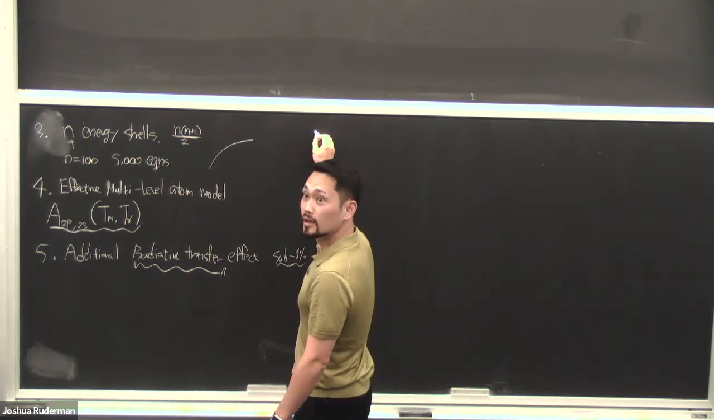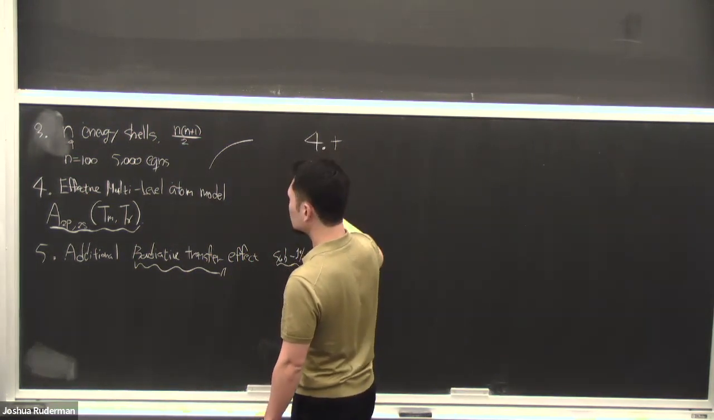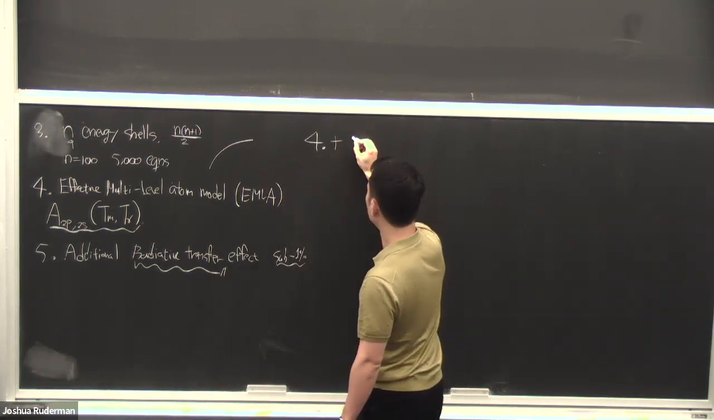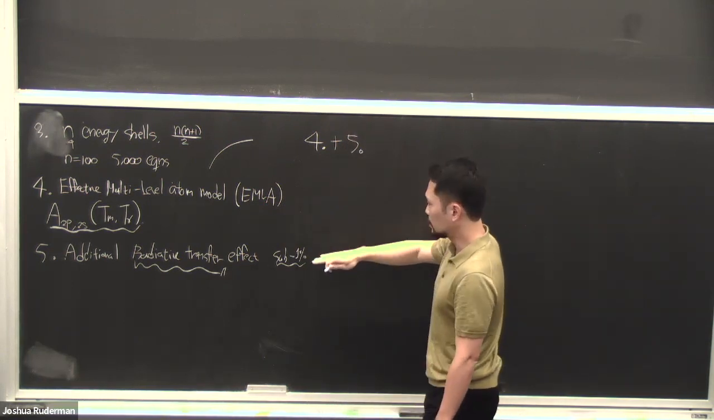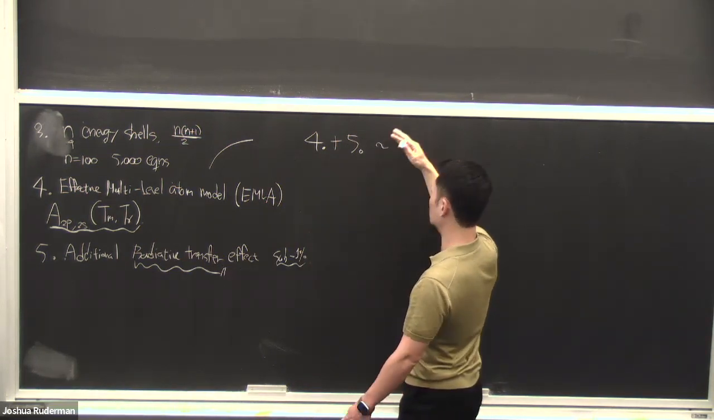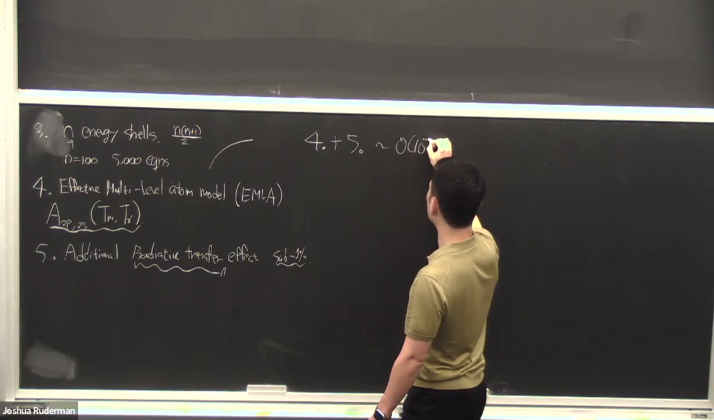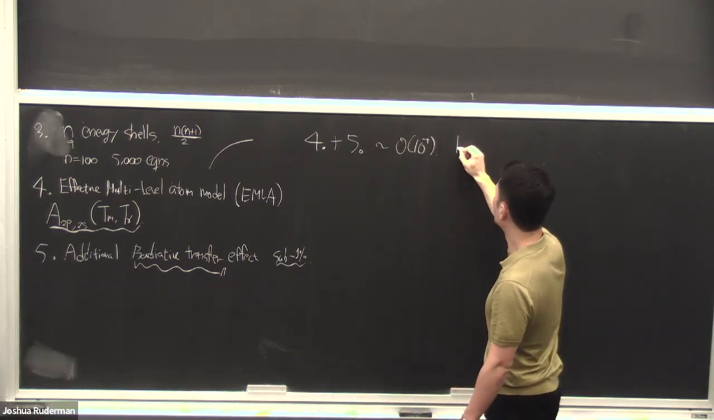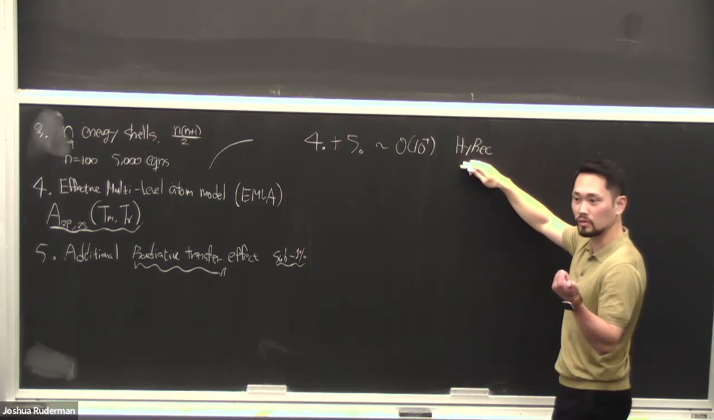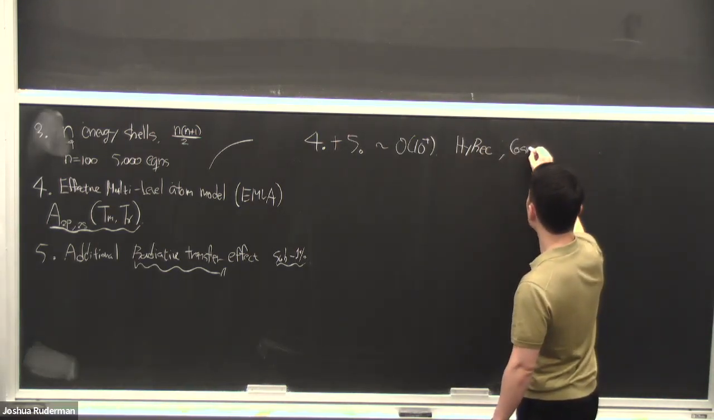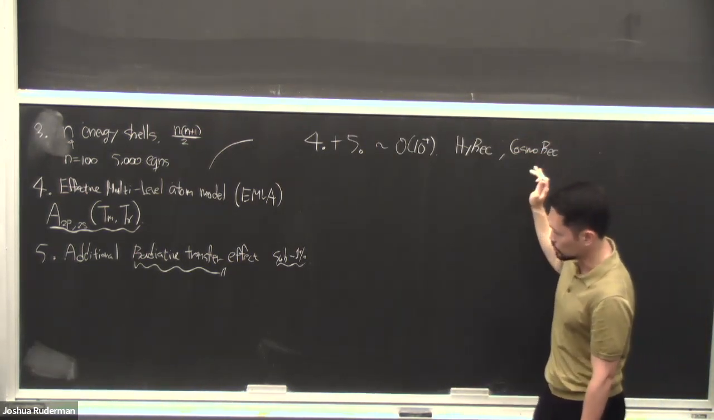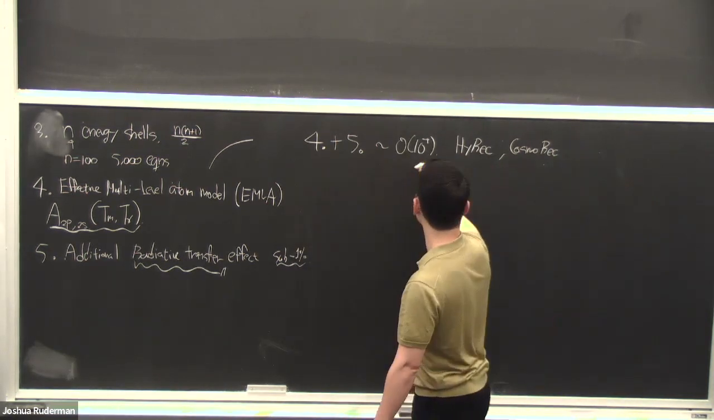And combining these two, we can calculate recombination history very accurately. So the estimated theoretical error is of order 10 to the minus 4. And this is what HiREC, which is a recombination code developed by Yacine Ali-Haïmoud, and also CosmoRec, which is developed by Jens Chluba, do. These two codes do this.